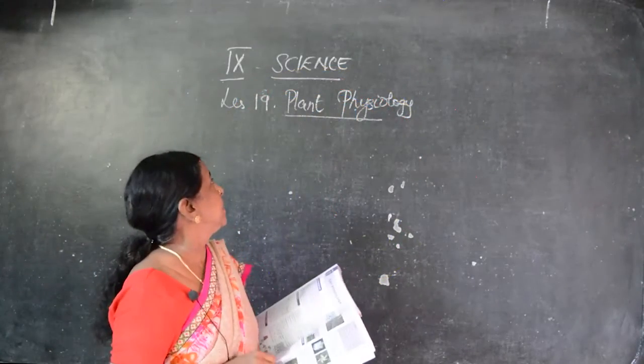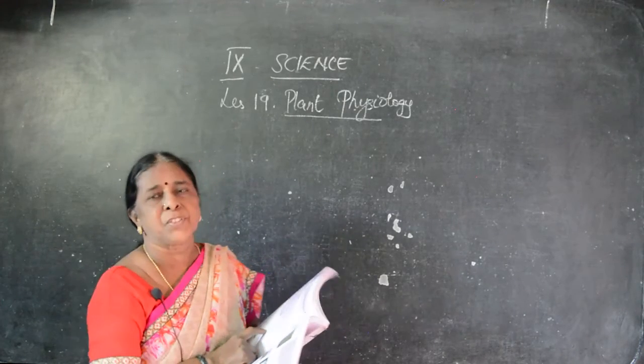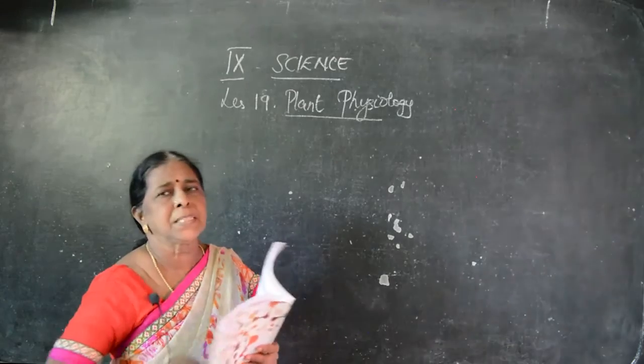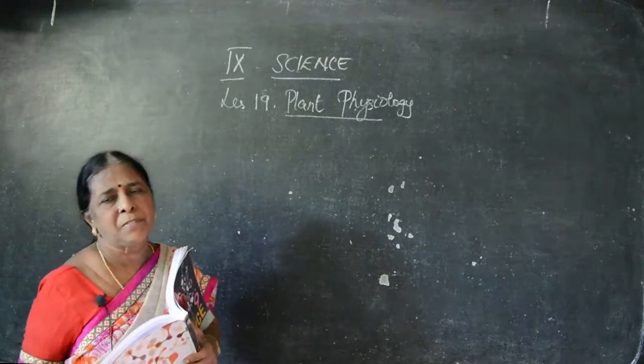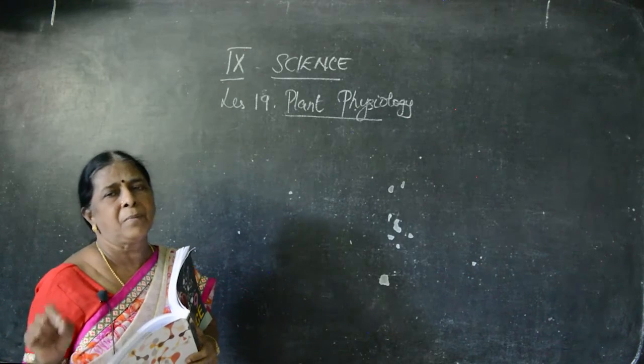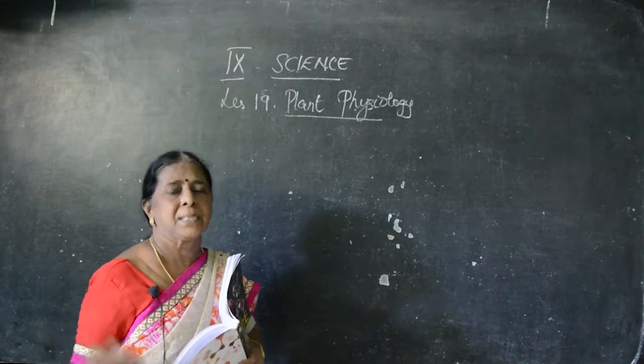Now we have to see a lesson from the biology unit, lesson number 19, plant physiology. Physiology, that is the internal function of all the plants, is known as what? Physiology. We know what the differences are between plants and animals, from the lower classes; this is the question.